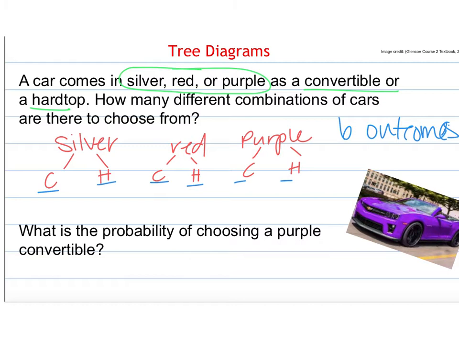The next question here says, what is the probability of choosing a purple convertible? So if I look at my tree diagram and find all of the ones that are purple and convertible, well, there's one right here. That's the purple car with a convertible top. That's only one outcome. And remember, when we write probability, we write it as a fraction out of the total possible outcomes, which there are six of them. So if I were to pick a car at random, I have a 1 in 6 chance that it's going to be this purple convertible.